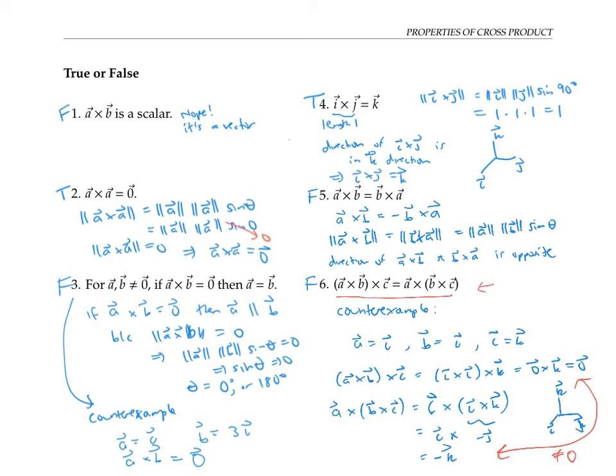So notice that this property is like an associative property. So this says that the cross product is not associative. Kind of a shocking fact.